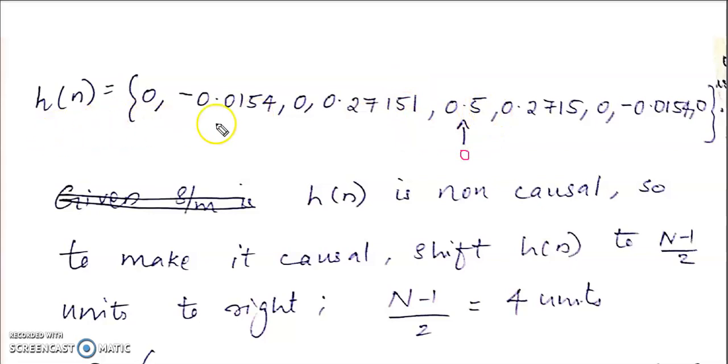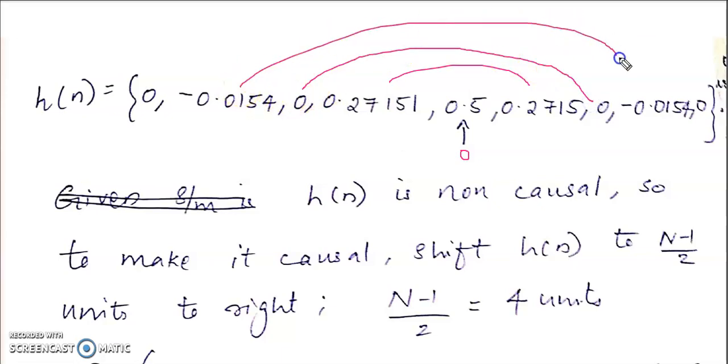When we plot h of n, it is clear that at the origin, the value is 0.5. With respect to origin, it is symmetric. These are the coefficients. When we check the coefficients, these are the same. So here h of -1 is the same as h of 1. h of -2 is the same as h of 2. And h of -3 is the same as h of 3. And h of -4 is the same as h of 4.